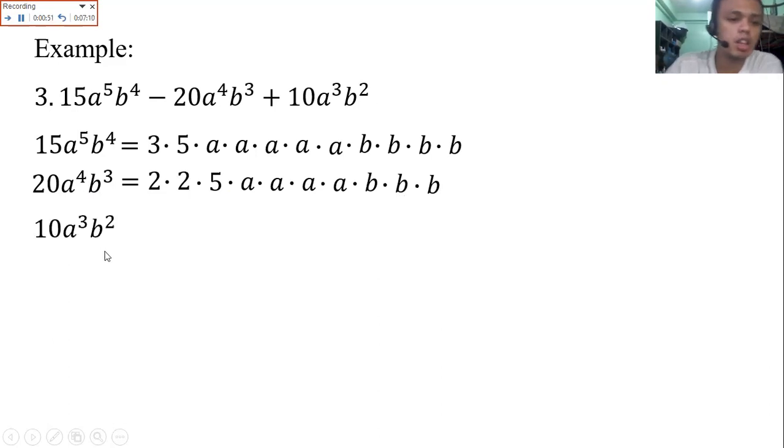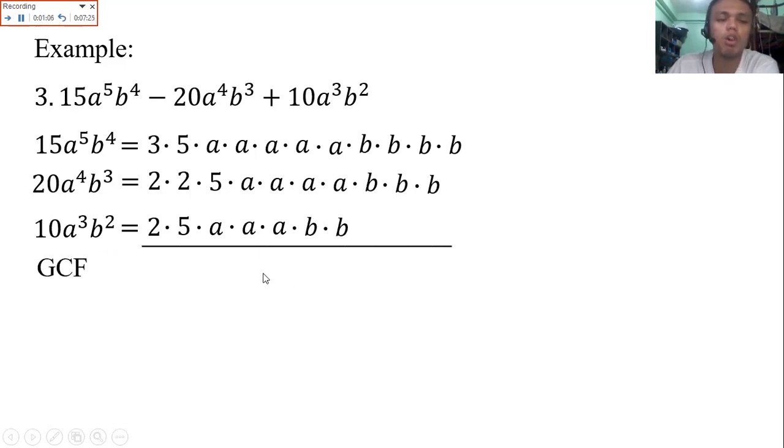Next, for 10, A cubed B squared. Prime factors of 10, we have 2 times 5. Then, we have A cubed here. So, tatlong A. 1, 2, 3. For B squared, dalawa. 1, 2. Then, bring down the common factors here.